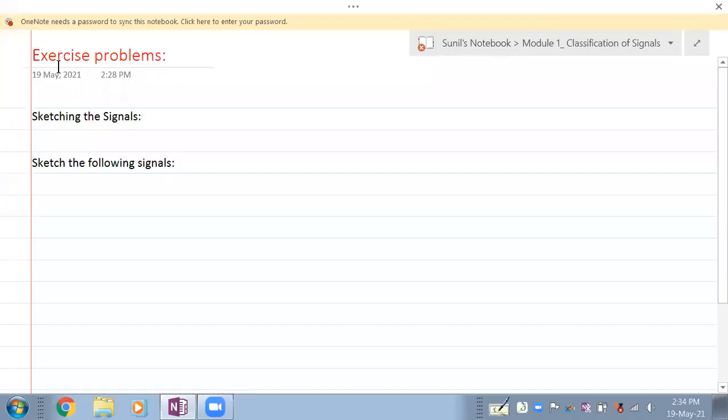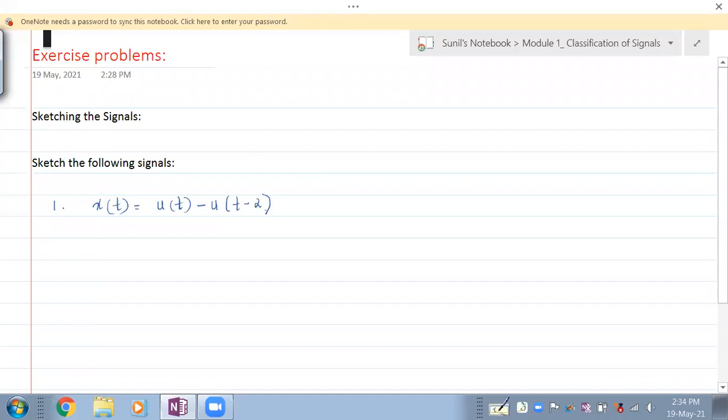So let's take the exercise problems wherein we are sketching the signals. Everybody sketch the following signals. The first signal that we are taking for sketching is this. Everybody just start copying it down. The first signal that we are taking is x of t, which is equal to u of t minus u of t minus 2.